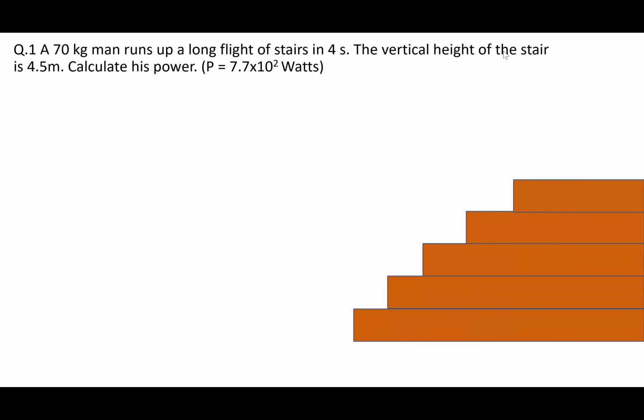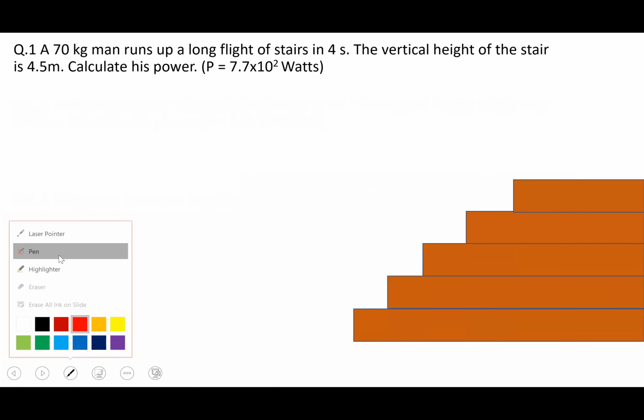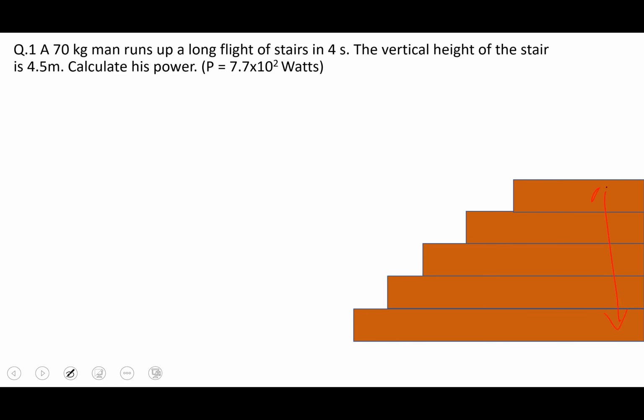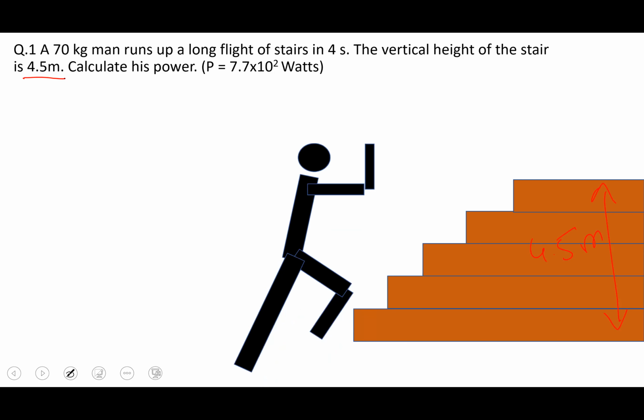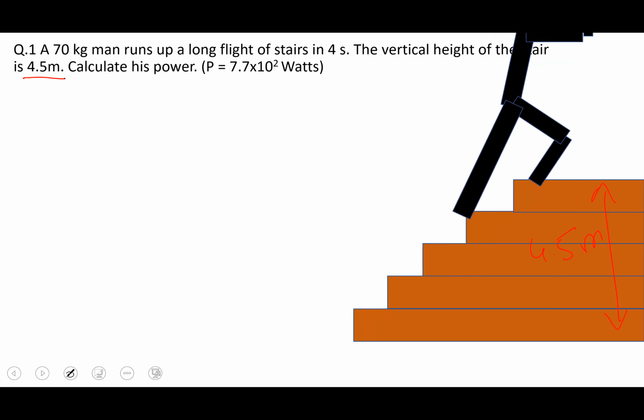Now here are the stairs which he wants to climb, and the height of these stairs given to us is 4.5 meters right over here. So we're talking about this man. He wants to run up these stairs, and at the top he reaches in 4 seconds. So here's our data. The mass of the man is 70 kilogram. The height is 4.5. The time in which he does this whole process is 4 seconds, and we have to find the power of this man.